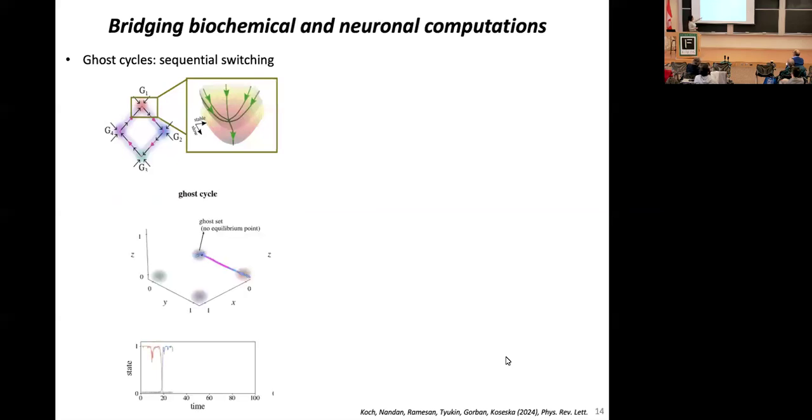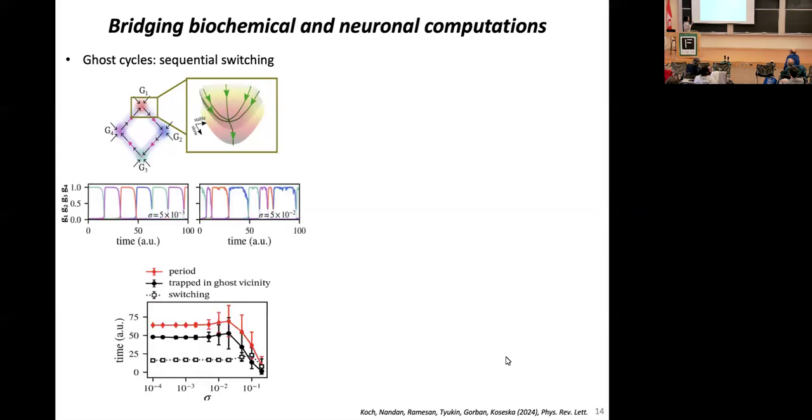So this is exactly what I just said. The system stays on the one ghost and hops to the next one, that hops to the next one. So you can go on in a cycle forever because they are arranged in such a way that they will always switch between the different ghost attracting sets. You can quantify this. For example, the period that you get on this ghost cycle is very reliable, up to very high noise intensity. The trapping in the ghost vicinity is also very reliable, which comes from the property of a single ghost set.